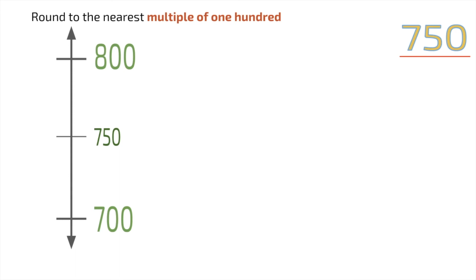Wait, hold up. That's my number. So if my number is 750, and that's also the middle number, we're just gonna round that bad boy up. So it always rounds up. When you're in the middle, always round up. So 750 rounds to 800.